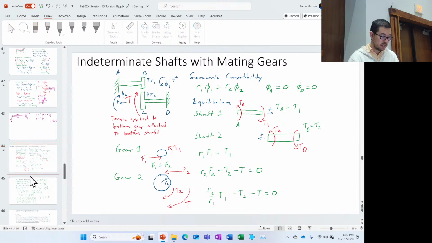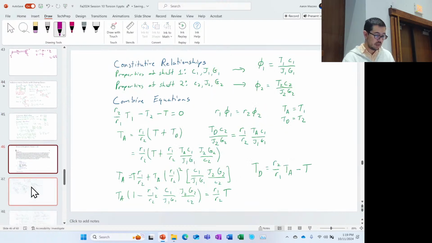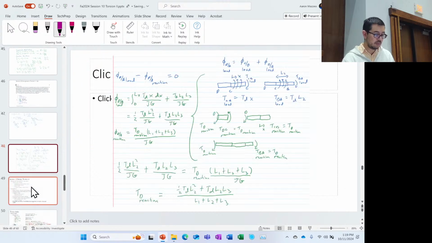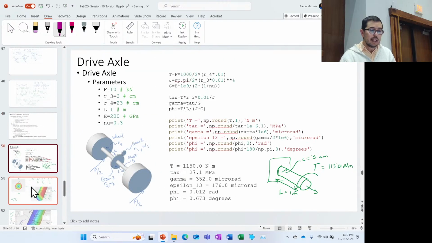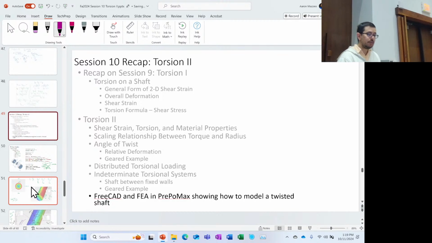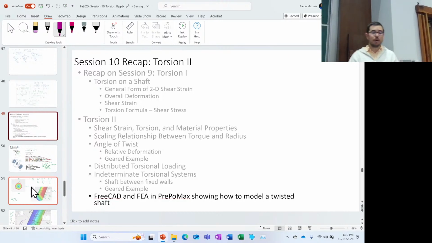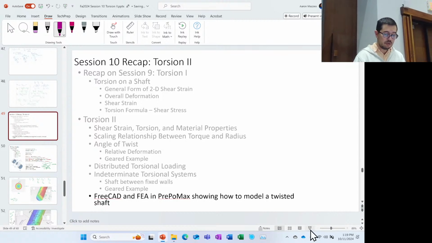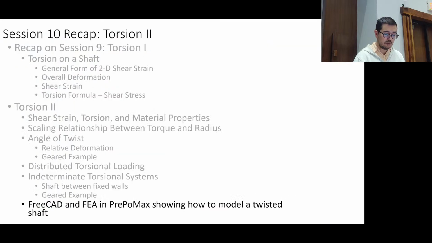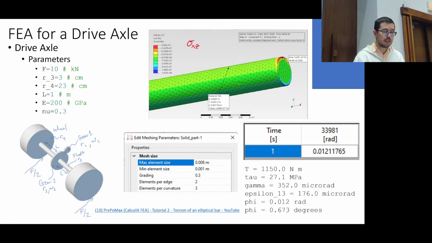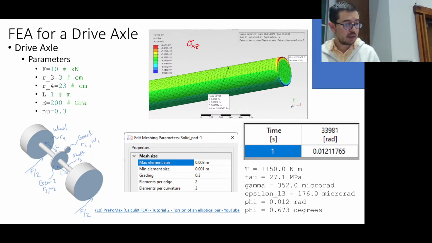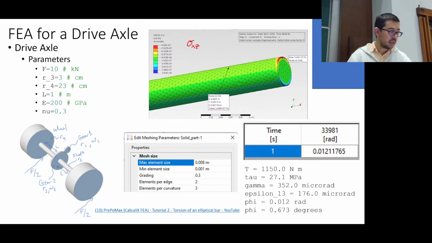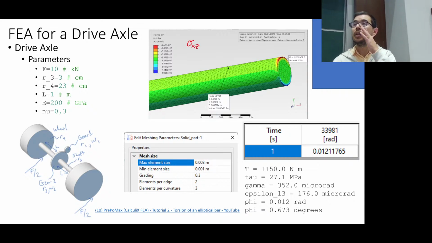Now, this we're going to skip. That I'll go through later. I've got 10 minutes. You can stand up and just watch if you want. Take a breather. I'm going to try to go through in 10 minutes how we can simulate a shaft in torsion in FreeCAD and PreProMax.